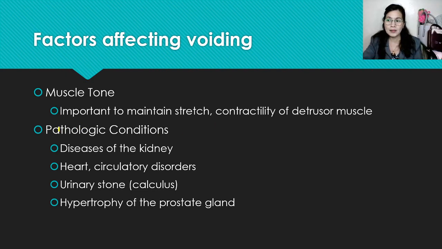Okay, so for the pathologic condition, again, the voiding or urination can get affected if the individual or the client has a kidney disease, has a heart or circulatory disorder, or urinary stone, or even hypertrophy of the prostate gland.